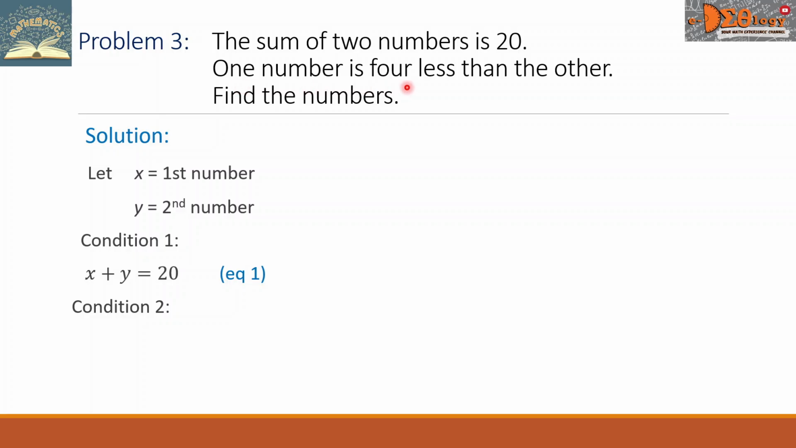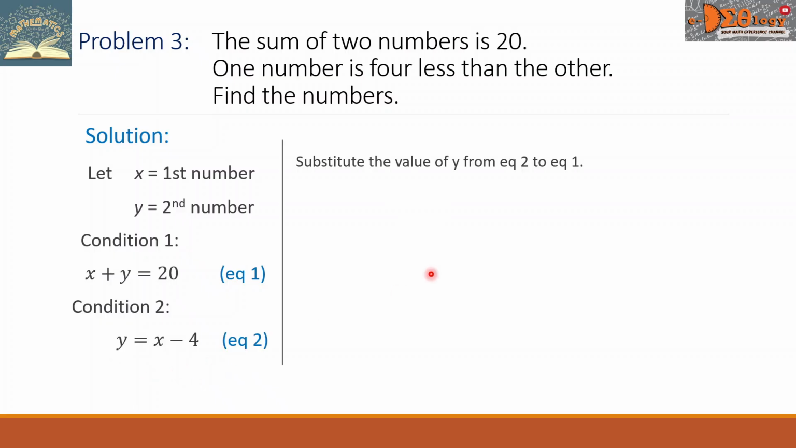One number is 4 less than the other. That means we're comparing the x and y. y is less than x by 4. So that means we can write y equals x minus 4. This is equation 2. Next thing we do, we substitute the value of y from equation 2 to equation 1.